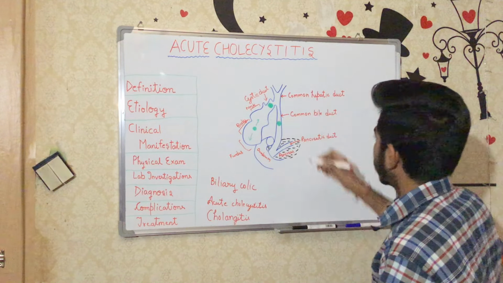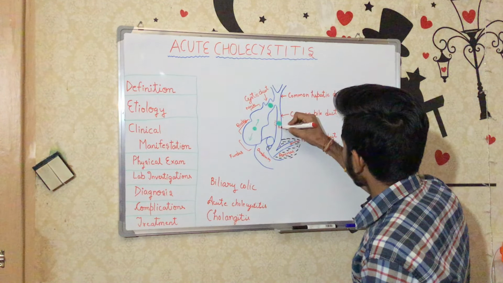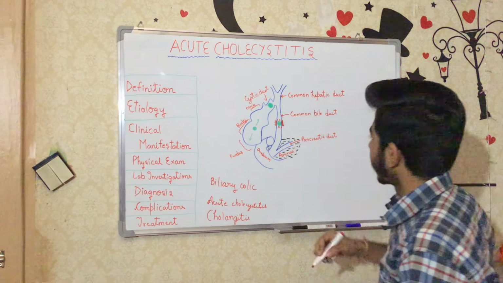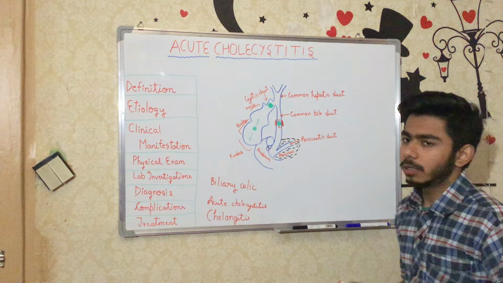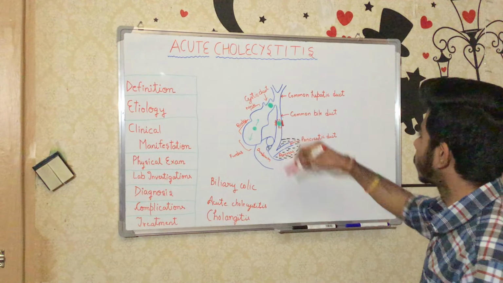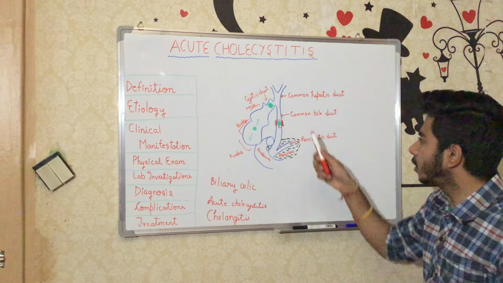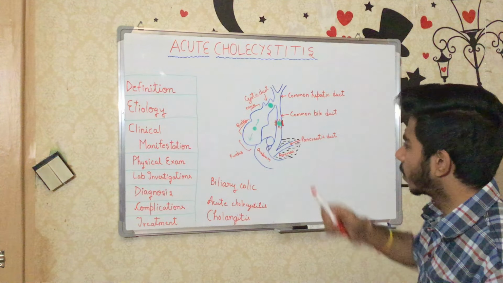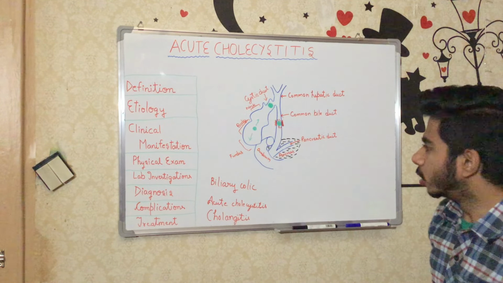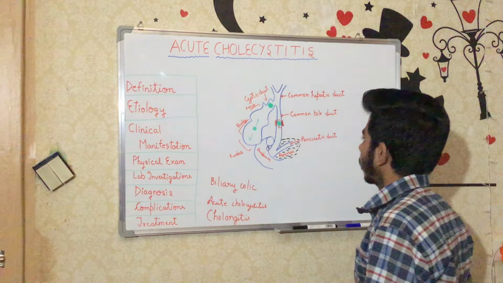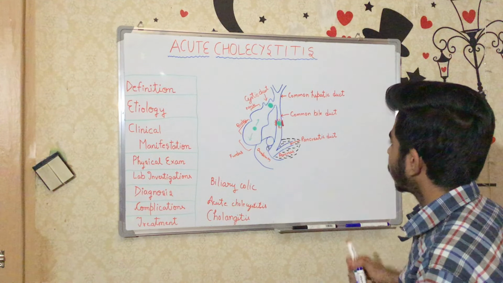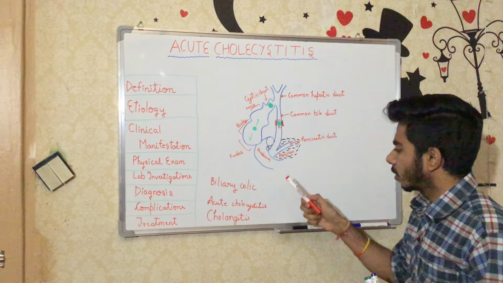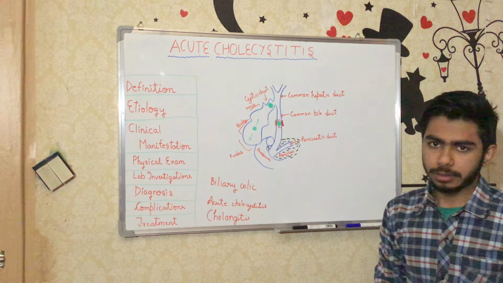So it will block the duct, and this is the inflammation over here. Of course it will cause inflammation because it is obstructing the common bile duct, and it is a very severe condition as compared to acute cholecystitis or biliary colic. So this was about the comparison of three terms: biliary colic, acute cholecystitis and cholangitis.